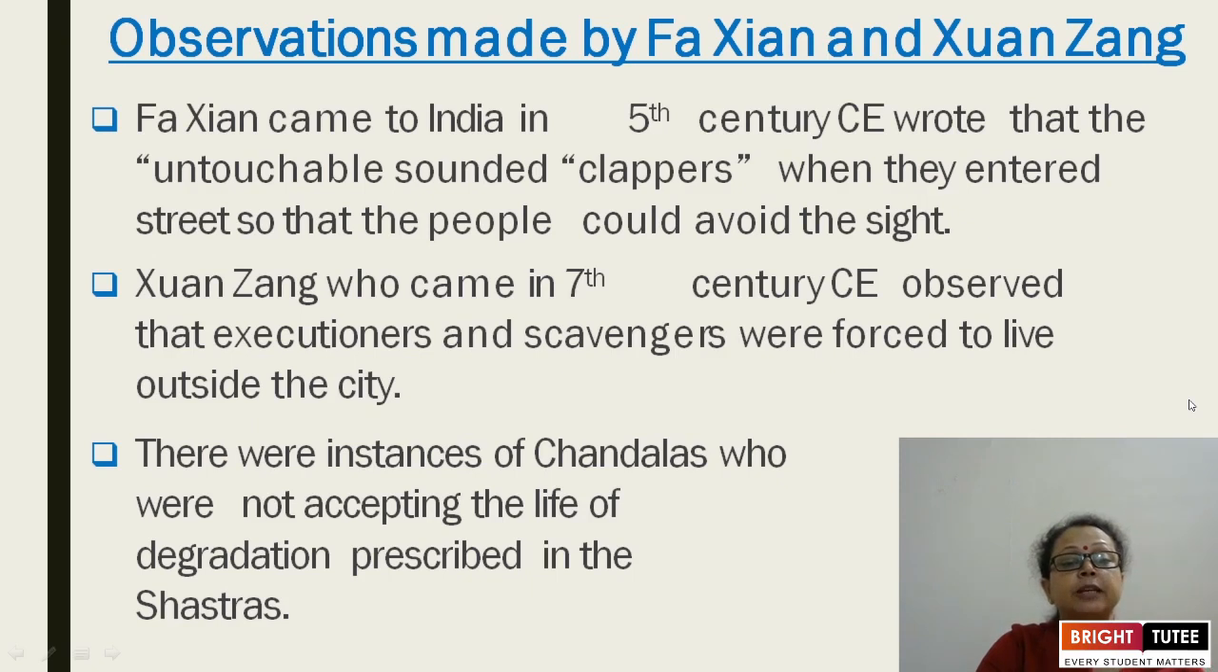Faxian, who came to India in the 5th century CE, wrote that the untouchables sounded clappers when they entered a street so that the people could avoid the sight. First of all, it was declared by the Brahmins according to the norms. Even seeing them was a type of pollution. Xuanzang, who came in the 7th century CE, observed that the executioners and scavengers were forced to live outside the city. There were instances of Chandalas who were not accepting the life of degradation prescribed in the Shastras. Many of the Chandalas did not accept the norms given in the Dharma Shastras.